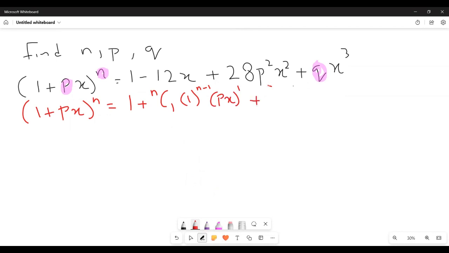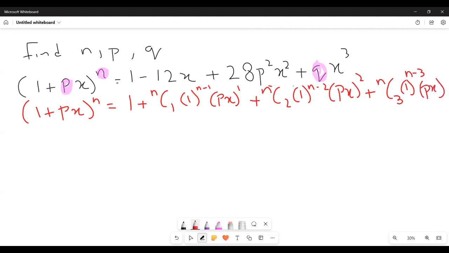Then the next term would be nC2. Again, 1 is not going to change. Any power of 1 is still 1, so 1 power n minus 2, and then (px) power 2. This will be equal to 28p²x². And the last term would be nC3, 1 power n minus 3, which is just 1, times (px) power 3. This should be equal to qx³.